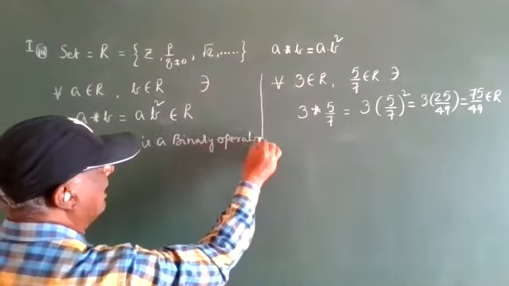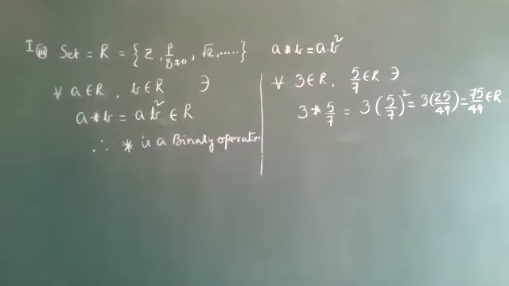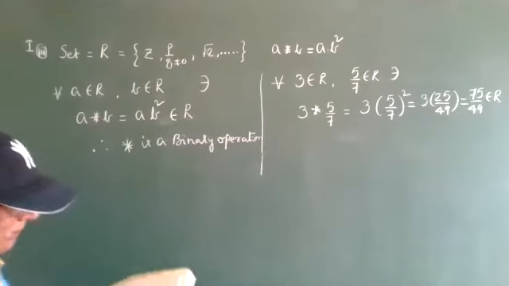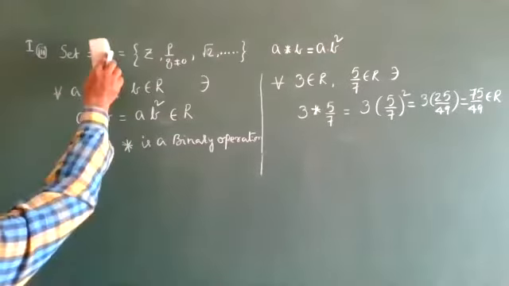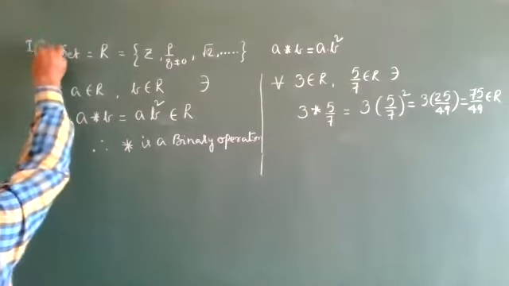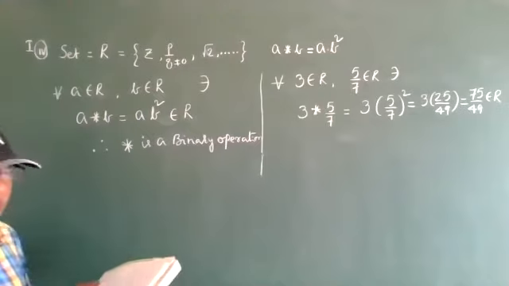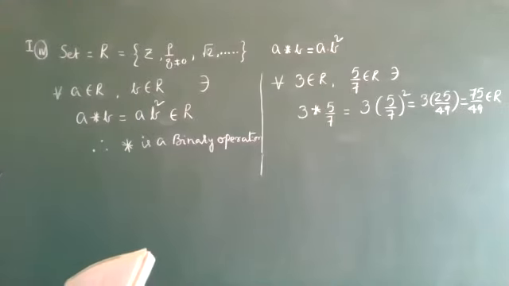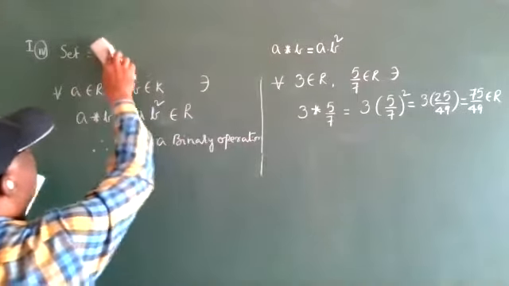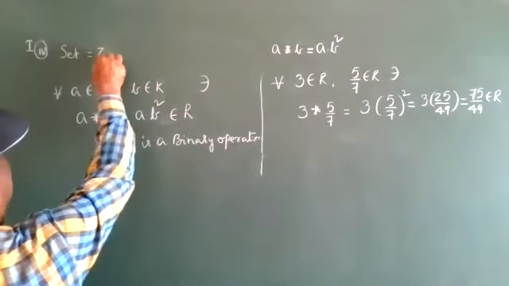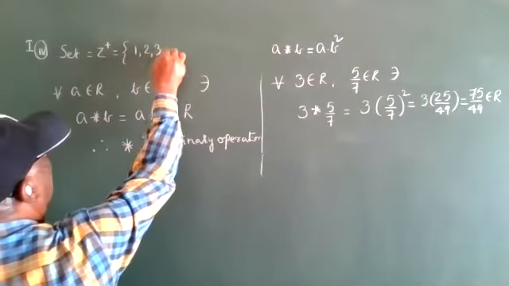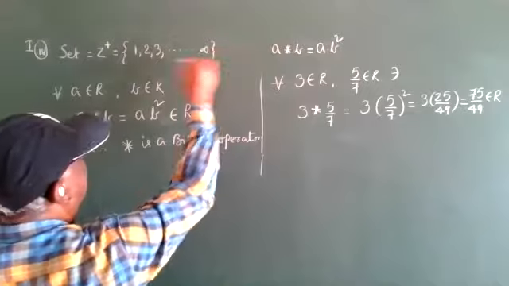Star is a binary operation. Okay, now the fourth bit. The set is given by the first problem, fourth bit. Everyone see first problem, fourth bit. Write down: the set is given by Z plus, meaning 1, 2, 3, all positive values up to infinity.